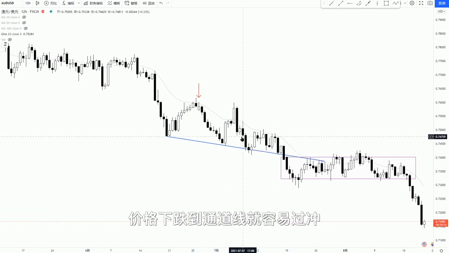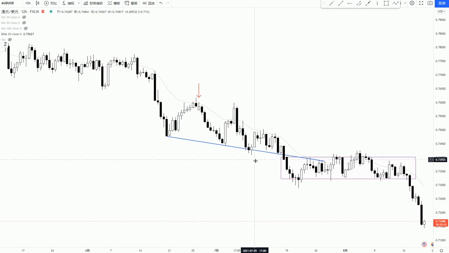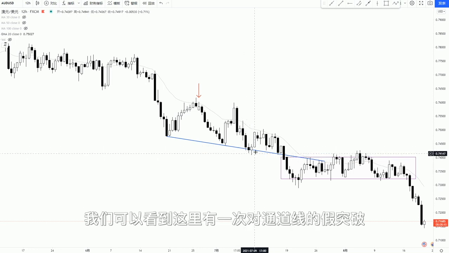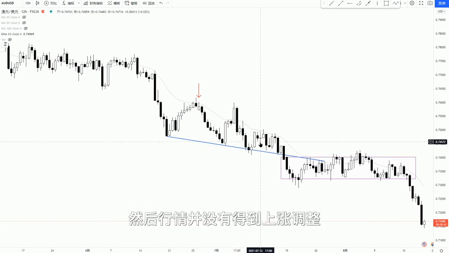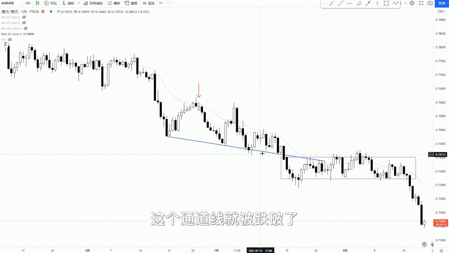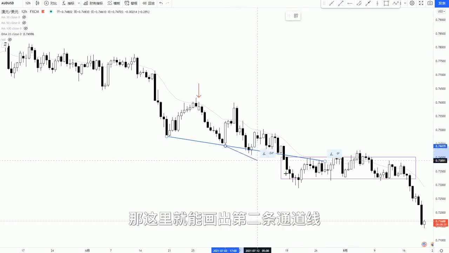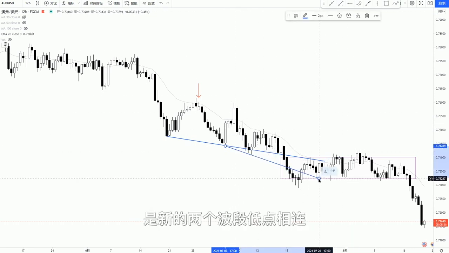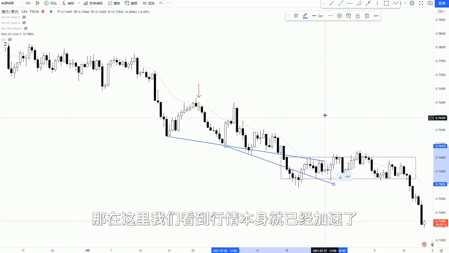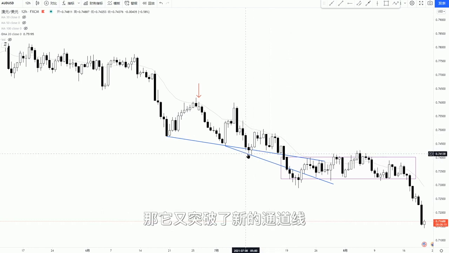We can see that there was a false break of the channel line, and then instead of an upward correction, it was a sideways correction, and then the channel line was broken down. It accelerated down, and then you can draw a second channel line which is a new two-band low. So what we see here is that the market has accelerated and broken through a new channel line, and that this short trend has gone too far in the eyes of a lot of people.